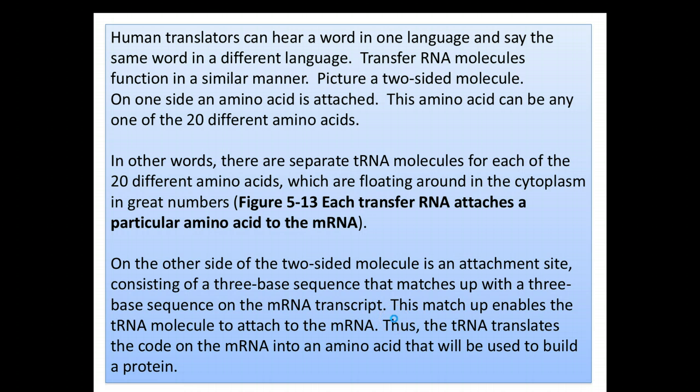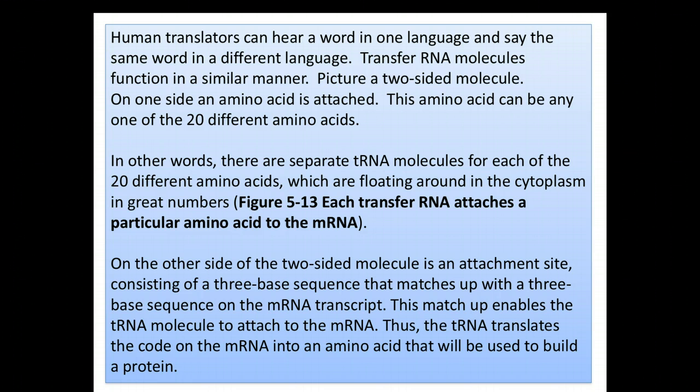So human translators can hear a word in one language and say that same word in a different language. Transfer RNA functions in a similar manner. Picture a two-sided molecule. One side has an amino acid attached. This amino acid can be any of the 20 different amino acids. In other words, there are separate transfer RNAs for each of the 20 amino acids.